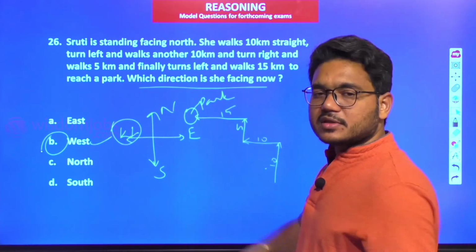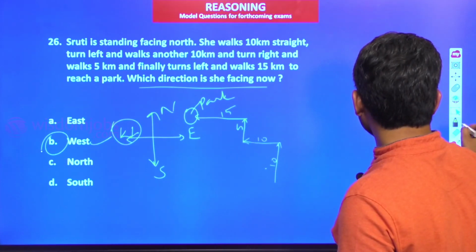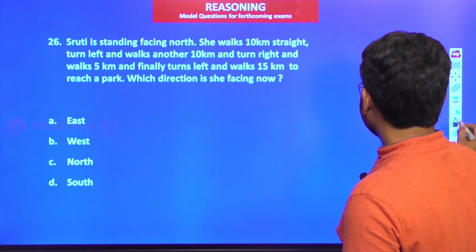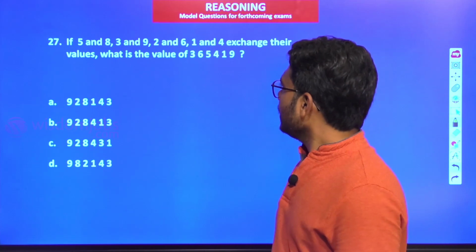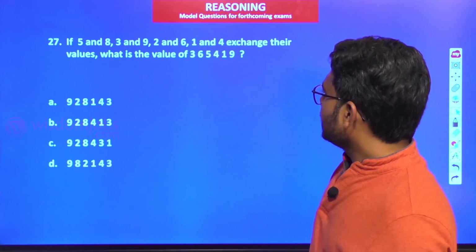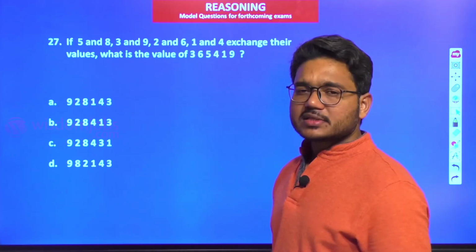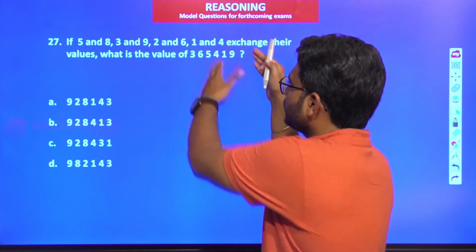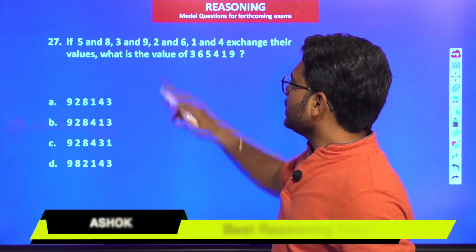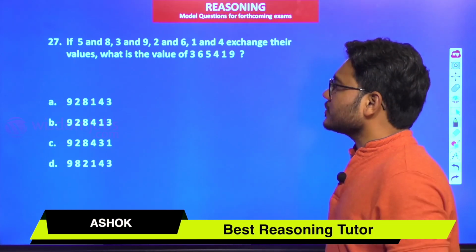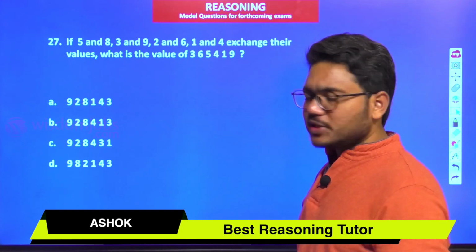So let us move ahead with another one. I hope you find it easy. Let us see this, another seemingly easy problem. It is obviously an easier one. Whatever information is given, just put it and you get the answer. Like, if 5 and 8, 3 and 9, 2 and 6, 1 and 4 exchange their values, what is the value of this thing? It is probably a straight question.